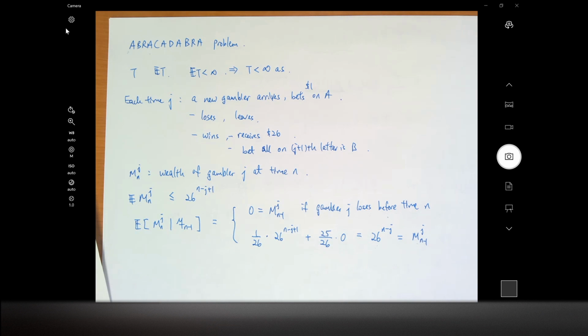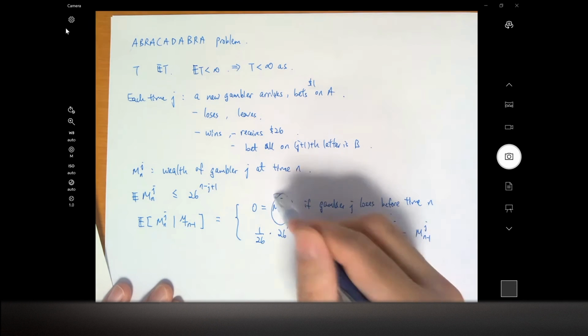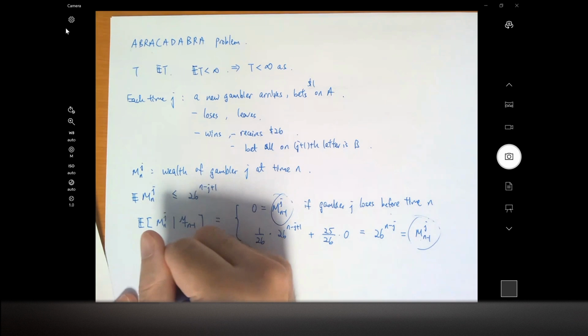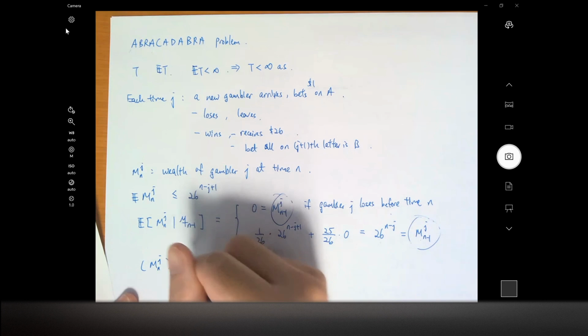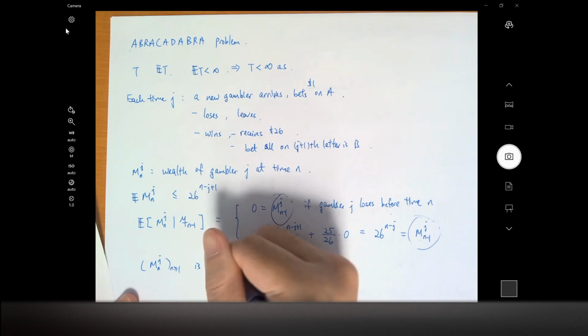Because he hasn't lost before time n, the wealth up to n minus 1 is exactly equal to this. So what have we proven? We have proven that this, no matter what situation, is always equal to this. So it means that this Mnj is a martingale.